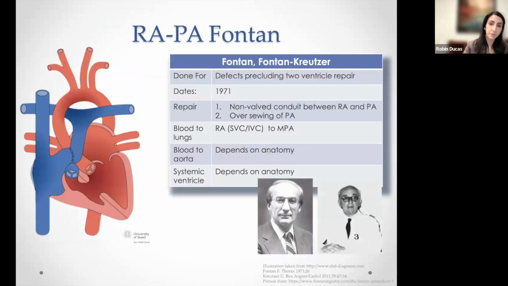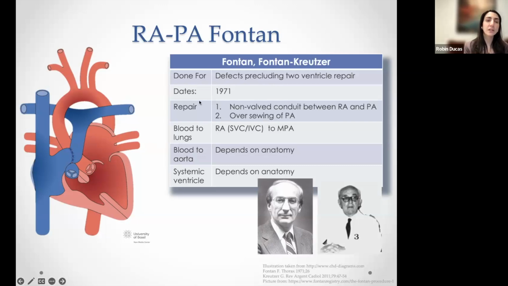So jumping into the surgery, Fontan and Kreutzer first described this connection of the right atrium to the right pulmonary artery. So this is back in the 1970s. So it might seem like a long time ago, but I assure you this is not that long ago, at least not speaking from a surgical perspective.